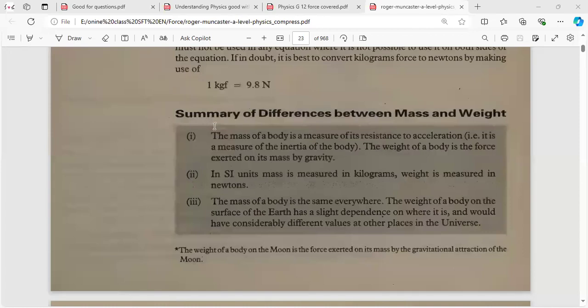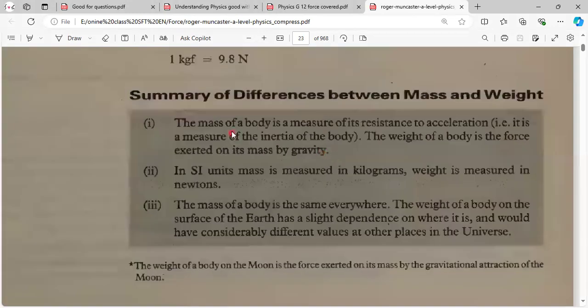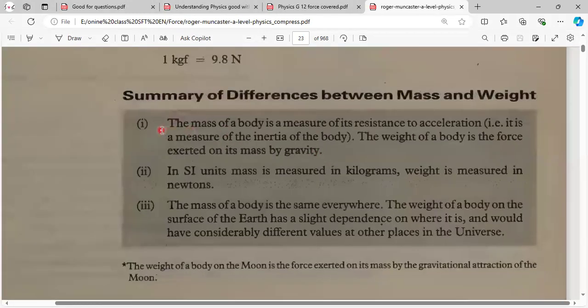Again, you can see the difference between mass and weight, right? The unit of mass is kilograms, the standard unit. For weight, it is newtons. If you look at the summary, the mass of a body is a measure of its resistance to acceleration. Also, it is the measure of inertia of a body, and the weight of a body is the force exerted on its mass by gravity. The SI unit for mass is kilograms, and for weight it is newtons.